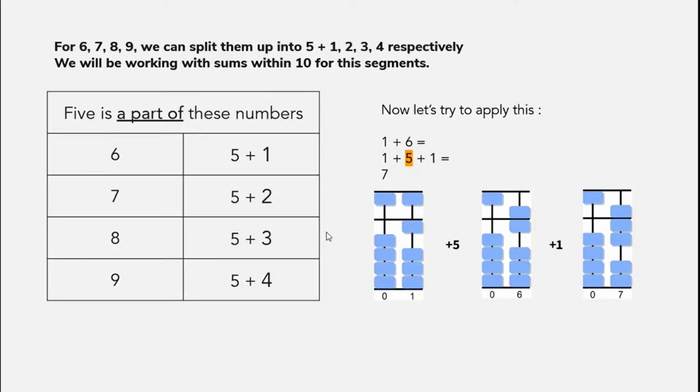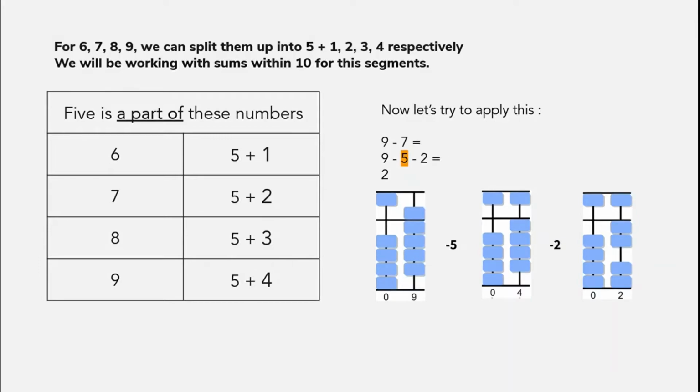Now, we will be dealing with larger numbers like 6, 7, 8, and 9. So in this example, we have the sum 1 plus 6. 6 is the sum of 5 and 1. So if I add 6 to a number, I'm basically adding 5 and 1 to the number at the same time. On the abacus, I'll push down 1 5 bit and push up 1 1 bit. Therefore, 1 plus 6 is equal to 1 plus 5 and then plus 1 again, which gives us 7.